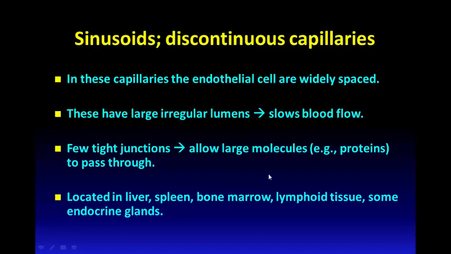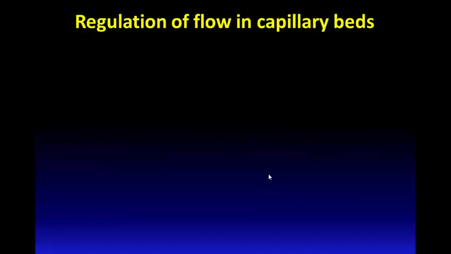The sinusoidal capillaries have few tight junctions between the adjacent endothelial cells, hence allowing large molecules, even proteins, to pass through. These discontinuous capillaries or the sinusoidal capillaries are located in the liver, in the spleen, in the bone marrow, lymphoid tissues, and some endocrine glands.